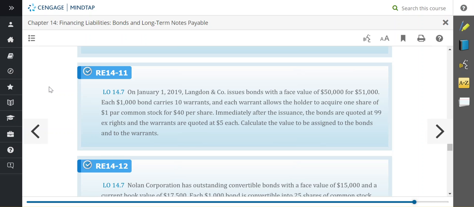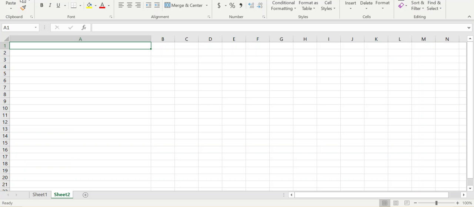So we have to figure out, since they're two standalone pieces, how much of that $51,000 is really associated with the bond versus how much of that $51,000 is really associated with the warrants. So we have to do this breakout. So how do we do that? We look at the value that we're going to assign to our bonds. We know that they said for each $1,000 bond that we have, they're now selling at 99 X rights.